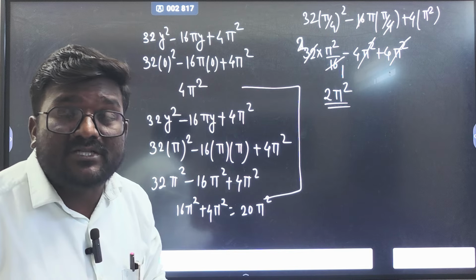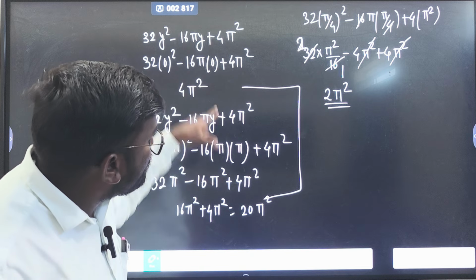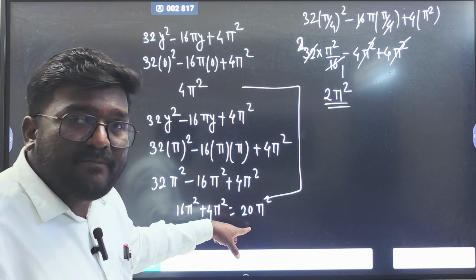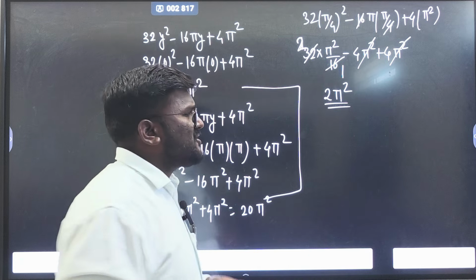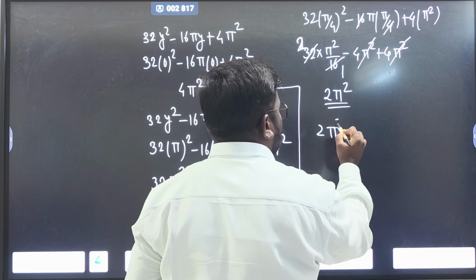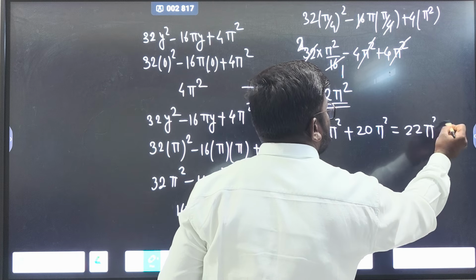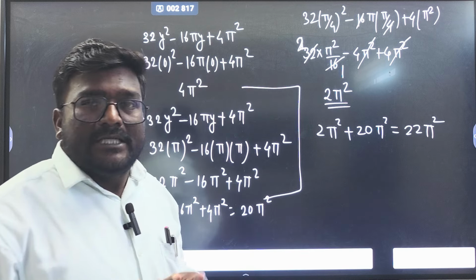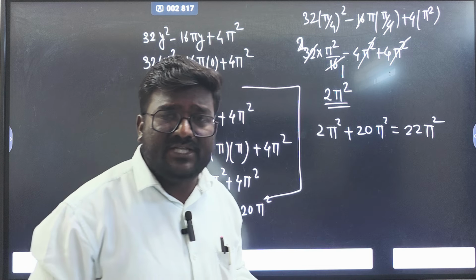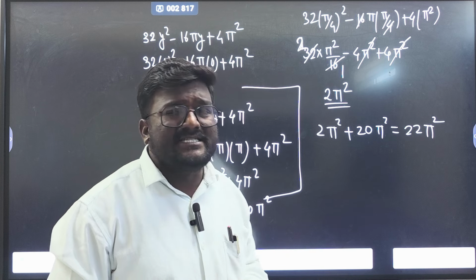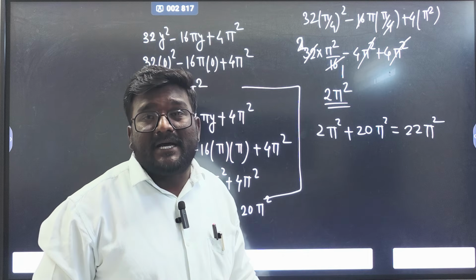Now you have to find the sum of the minimum and the maximum value. So between these two, the maximum value is 20 pi square, and the minimum value is 2 pi square. Now add these two. So 2 pi square plus 20 pi square equals 22 pi square. So here the sum of the maximum and the minimum value of the inverse trigonometric function, 16 times sec inverse x plus cosec inverse x, equals 22 pi square.